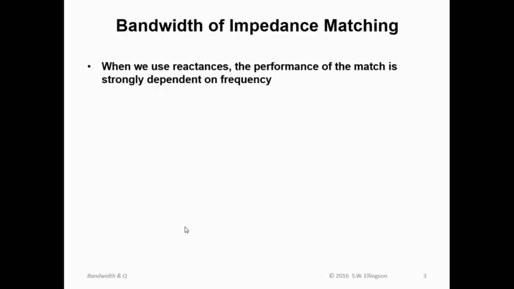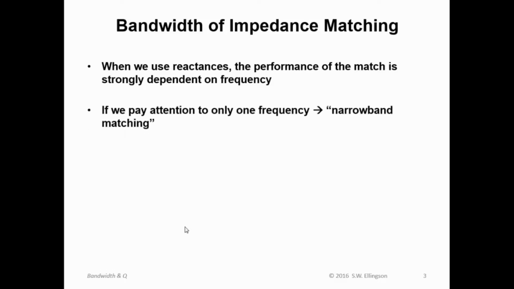So, bandwidth of impedance matching. When we use reactances, the performance of the match is strongly dependent on frequency. If we pay attention to only one frequency, then we end up with narrowband matching. Now, narrowband matching doesn't necessarily mean that the match has some very limited bandwidth. In fact, the bandwidth could be very large. What makes a match narrowband is the fact that it's perfect or specified only at one frequency and unconstrained at all other frequencies. So it's not really a characterization of the bandwidth of the match, it's more a description of the requirements that we used to develop the match in the first place.